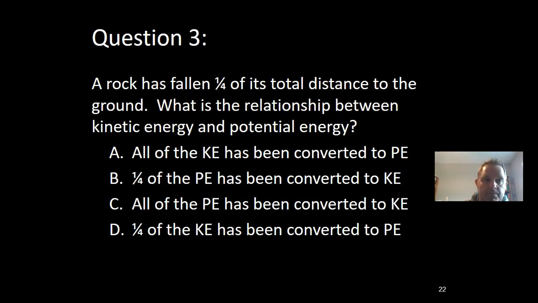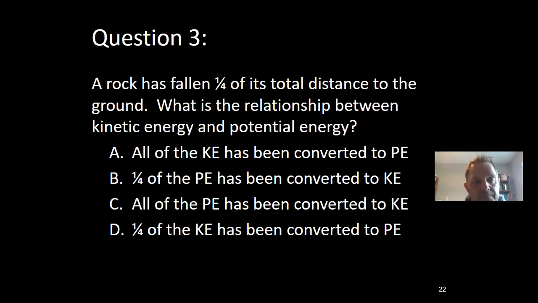All right. A rock has fallen 1/4 of its total distance to the ground. What is the relationship between kinetic and potential energy? Here it says all the kinetic energy has been converted to potential energy. Well, that's not it, because remember, it's still moving, and we're only 1/4 of the way down. 1/4 of the potential energy has been converted to kinetic energy. I like that answer because we're only 1/4 of the way down.